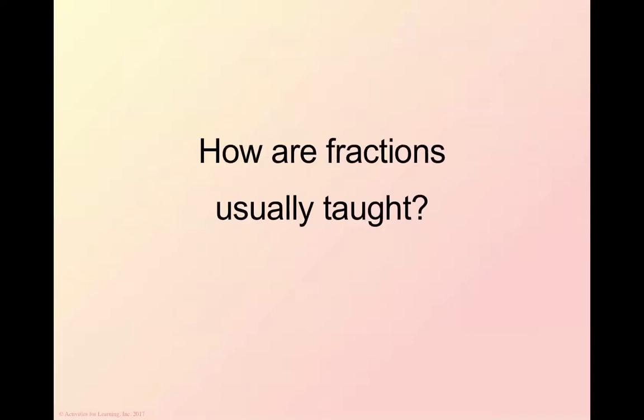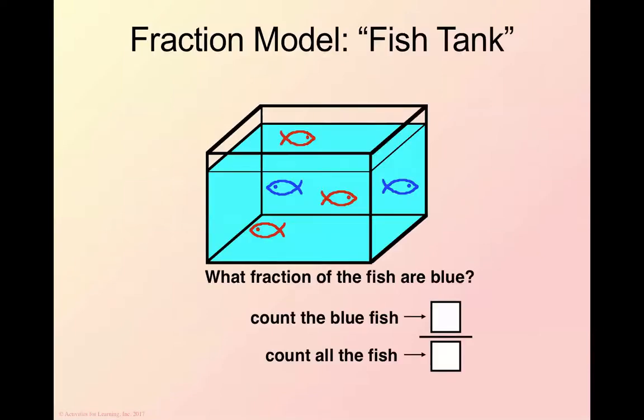So let's start out by talking about how fractions are usually taught. This is actually an example of fractions being taught, pulled out of a classroom textbook. We call this the fish tank model. Needless to say, they don't call it that, but this is what we call it. The text says, what fraction of the fish are blue? So the children are to count the blue fish, and then count all the fish. And somehow from this exercise, we're supposed to understand that 2/5 is a number, when in fact, all we did was count fishies. It doesn't make any sense. This is not telling us what a fraction is.